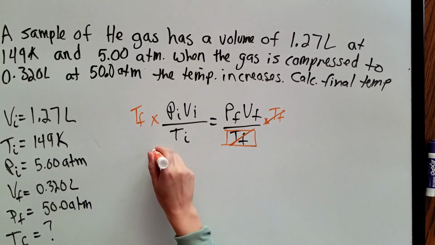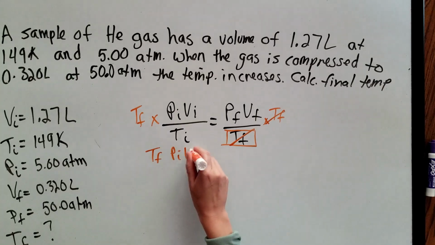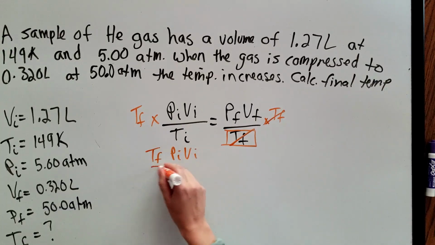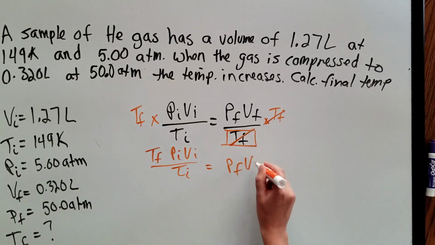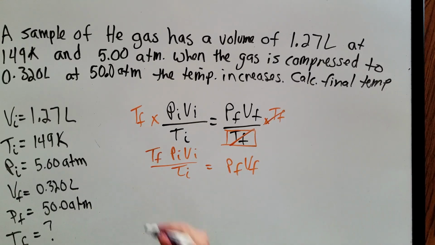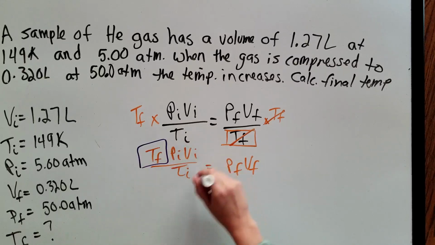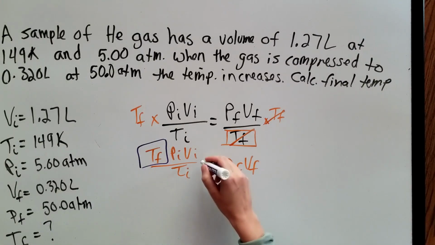Okay, so I have TF times PI VI over TI. And over here, I have PF VF. All right, so I still want TF by itself, so I need to get rid of all that other stuff. To get rid of it, I can multiply by the reciprocal, but I'll show it stepwise, just in case you don't know what multiplying by the reciprocal is.